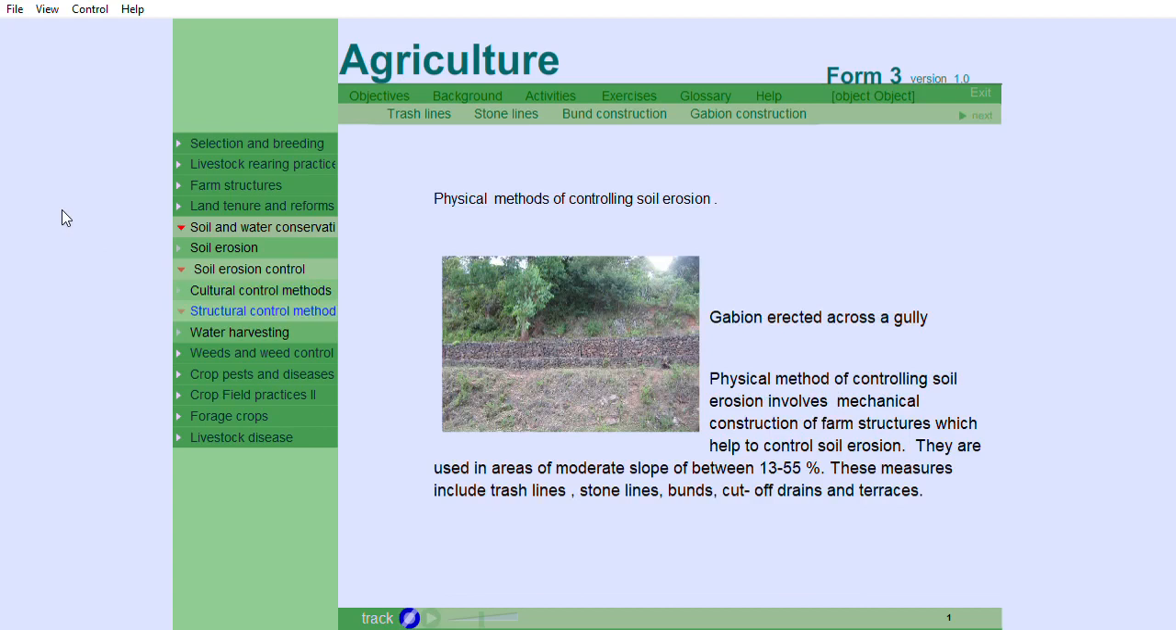Physical methods of controlling soil erosion. Physical methods of controlling soil erosion involve mechanical construction of farm structures which help to control soil erosion. They are used in areas of moderate slope of between 13 to 55%. These measures include trash lines, stone lines, bunds, cut-off drains, and terraces.